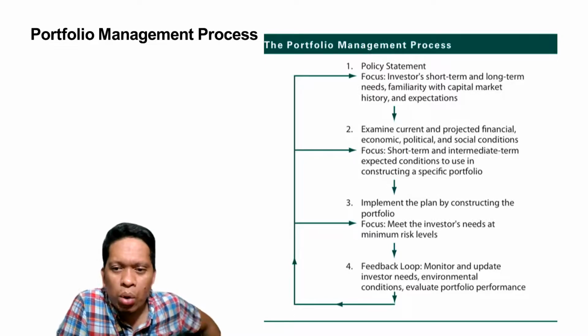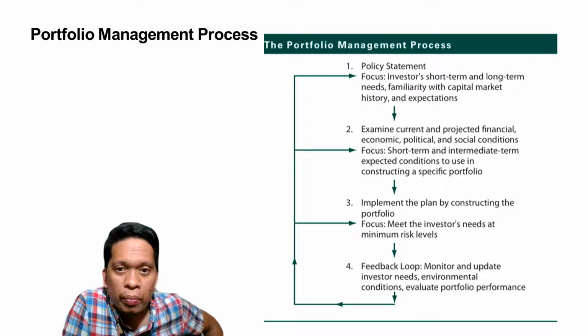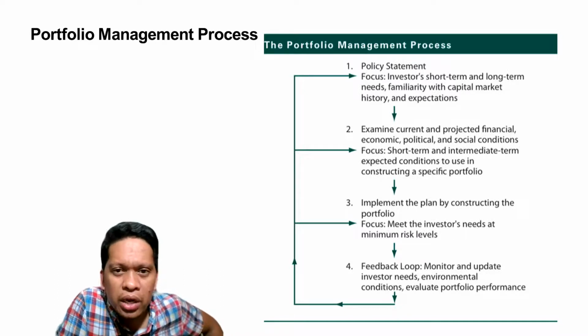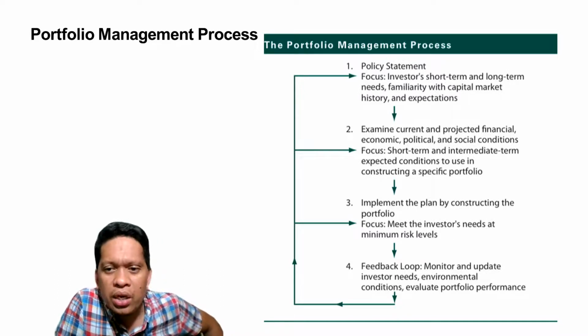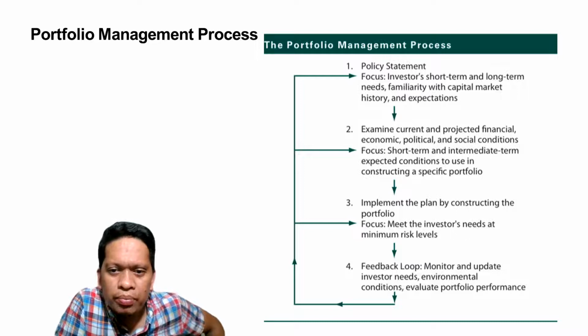So your short-term goals and your intermediate goals are the main factor towards constructing a specific portfolio. So how much will be the combination of stocks, bonds, and cash or real estate in your portfolio? So this will be the basis, the moment you examine the current and projected external environments, such as financial, economic, political, and social conditions.